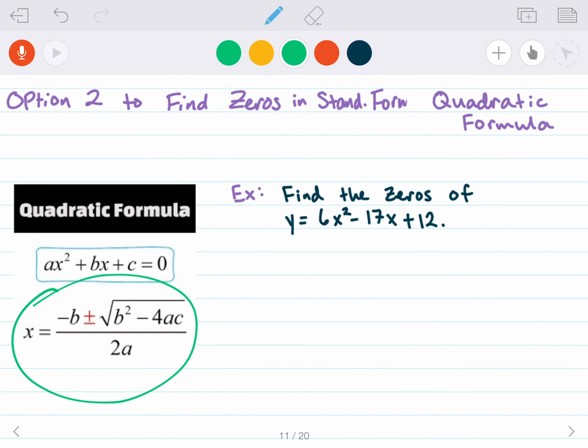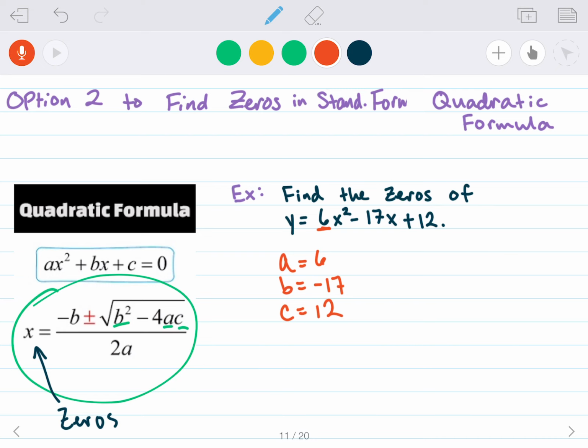So all we have to do is identify A, B, and C, because that's all that's used in the formula. And this formula spits out the zeros. X, this is the zeros. And we have 2 zeros. We have a plus and a minus here, and I'm going to show you how that goes. All right, so first of all, identify A, B, and C. That's the first step. So what's A, what's B, and what's C? So in this case, A is attached to x squared, so that's 6. B is attached to x, that's negative 17. And C is that constant at the end, which is just 12.